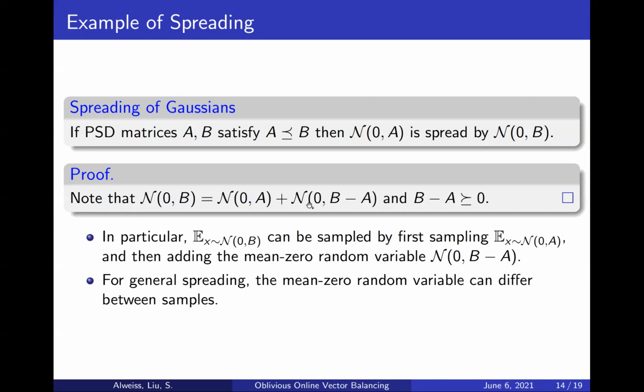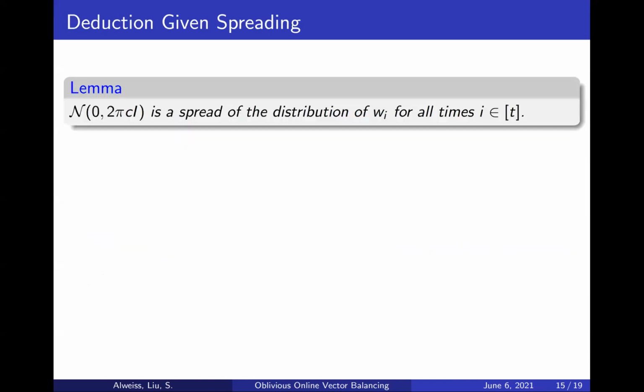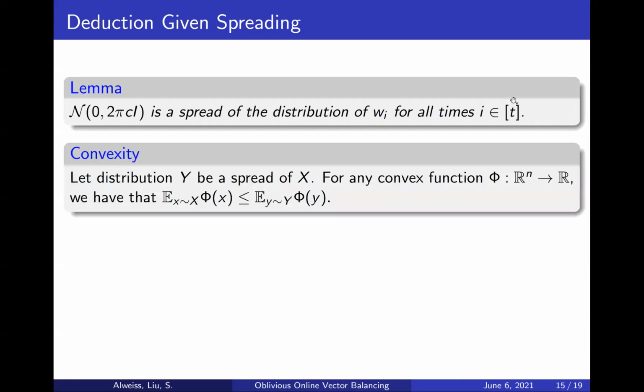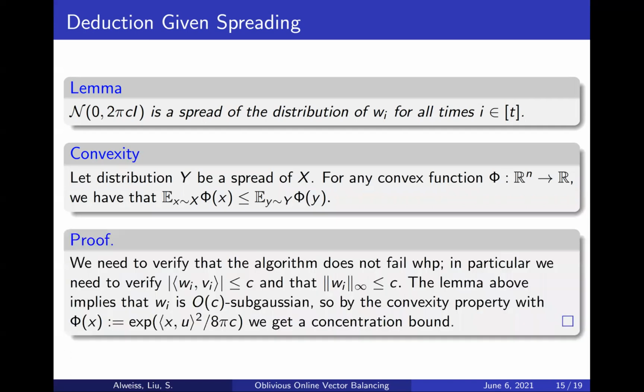And note, this is a very special case. The mean zero random variable I add is independent of what I sampled for N(0,A). And in general, it can differ based on what you sample for the first random variable. And this is critical for our analysis. So now the main lemma in our paper is to prove that N(0, 2 pi C times I) is a spread of the distribution Wi for all times. And given the fact that we proved regarding convexity, which follows from Jensen, the proof is actually pretty immediate.